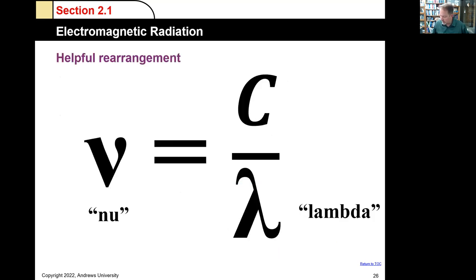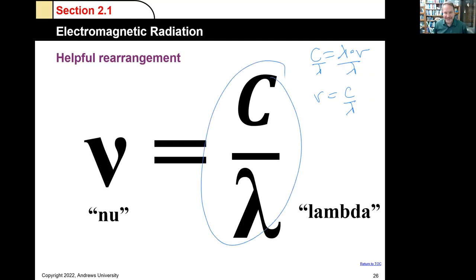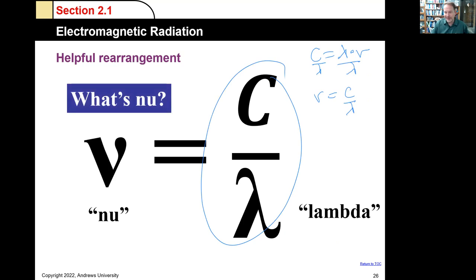Okay, so here's the big equation, and I've rearranged it a little bit. It was speed of light equals lambda times nu, frequency. Those are the names of the Greek letters that we're using here. If I divide both sides by lambda, I can find out what nu is. What is nu? You're going to now say C over lambda. What's nu? Get it? What's nu?